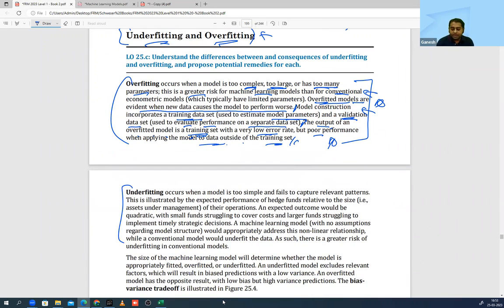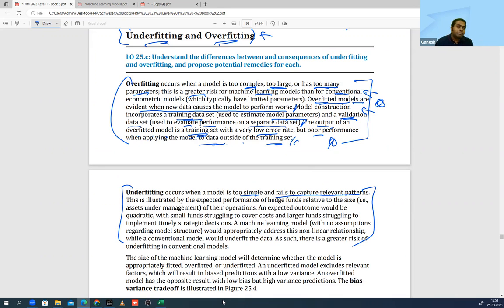Okay. Underfitting. What was overfitting? That you have taken so many independent variables. In underfitting, you have not taken enough independent variables for the model to actually run or understand. Look at this. A model is too simple or fails to capture the relevant pattern, meaning you have taken only one or two independent variables to talk about something which is very complex.